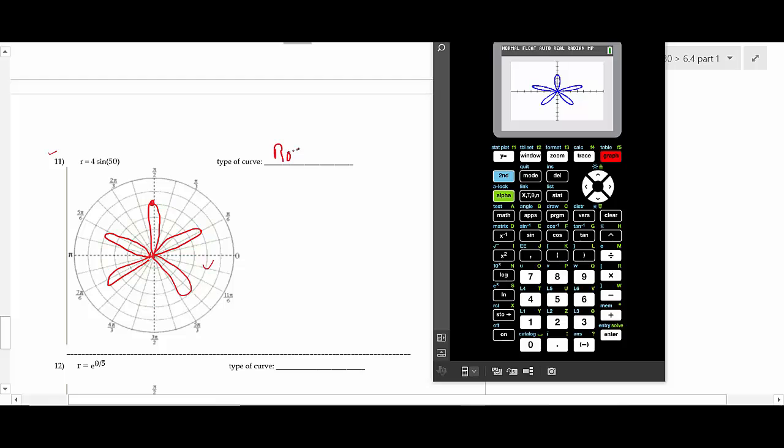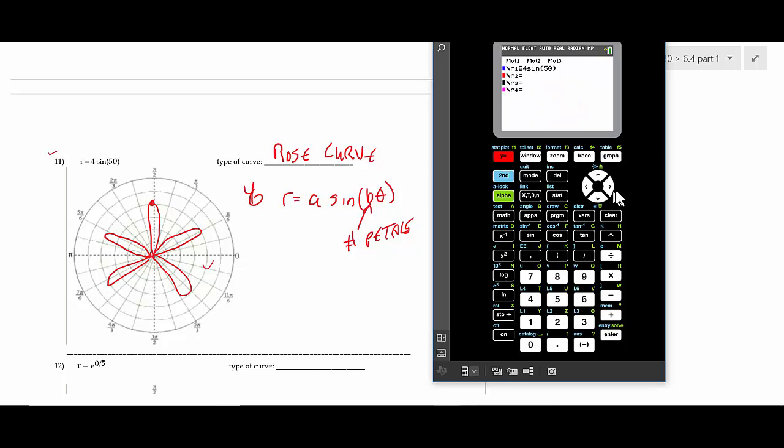Okay, so that's called a rose curve. The basic structure on this is if you have a sine, the equation is r equals a sine b theta. That will tell you the number of petals that you have. So if you experiment, I'll just do this one more time. Let's change the 5 to 9, and let's see if we don't indeed have 9 petals. Look at that.